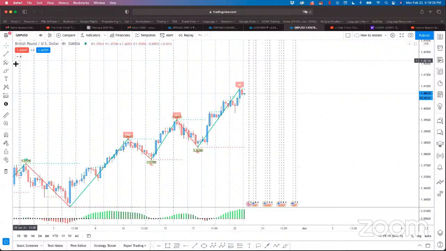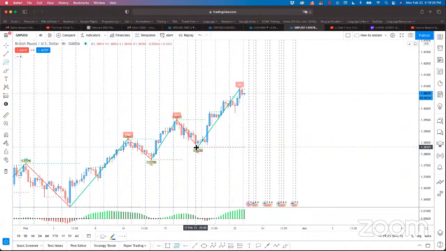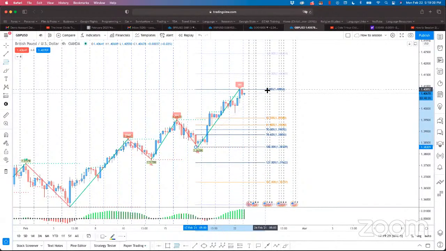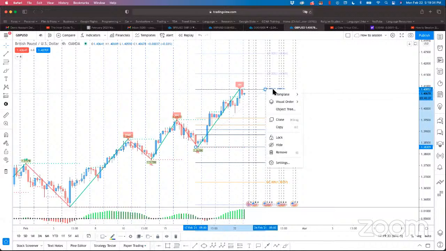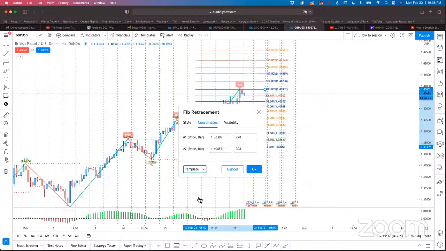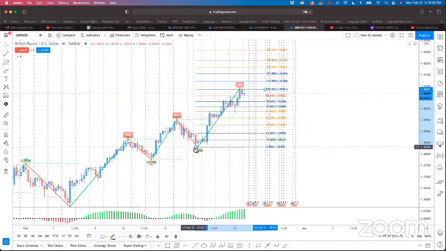This tells you where to put your fibs, like right here. Here's the low, here's the high. Here's where your fibs go, right? And then let me go to the default. There's your low, there's your high right here.